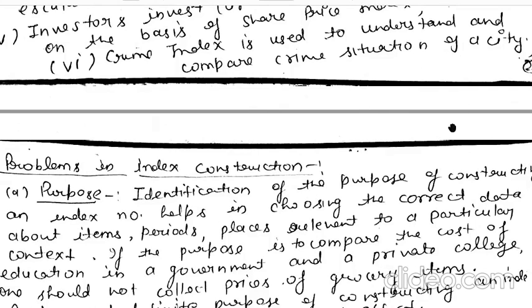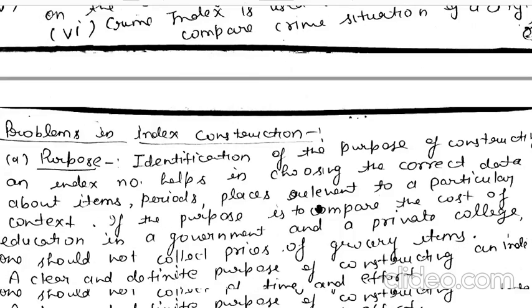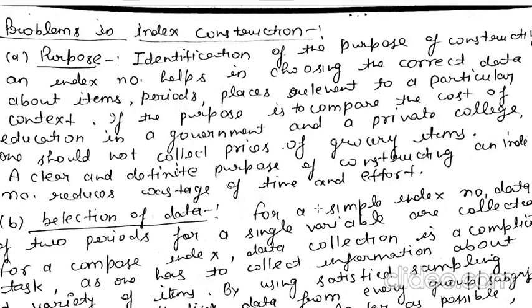Right. Problems in index construction. If we are doing construction of index number, what will be the problems? First point, for the construction of index number, we need a purpose: why we are using an index number. Identification of the purpose of constructing an index number helps in choosing the correct data about items, periods, places relevant to a particular context.